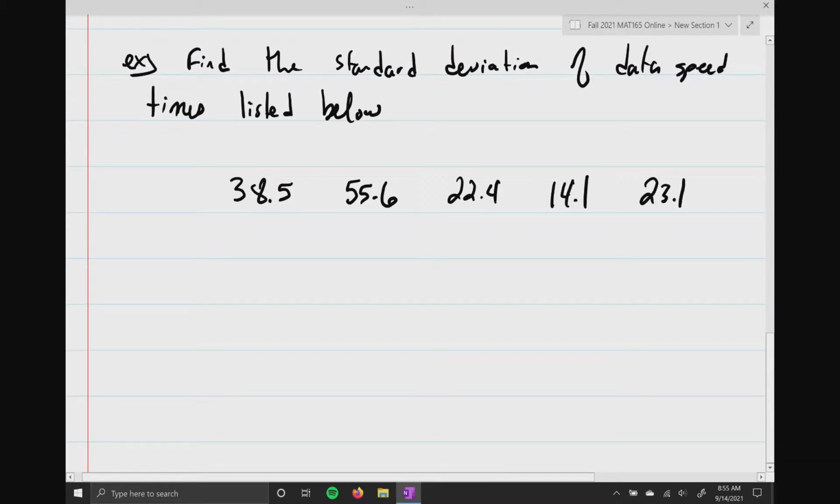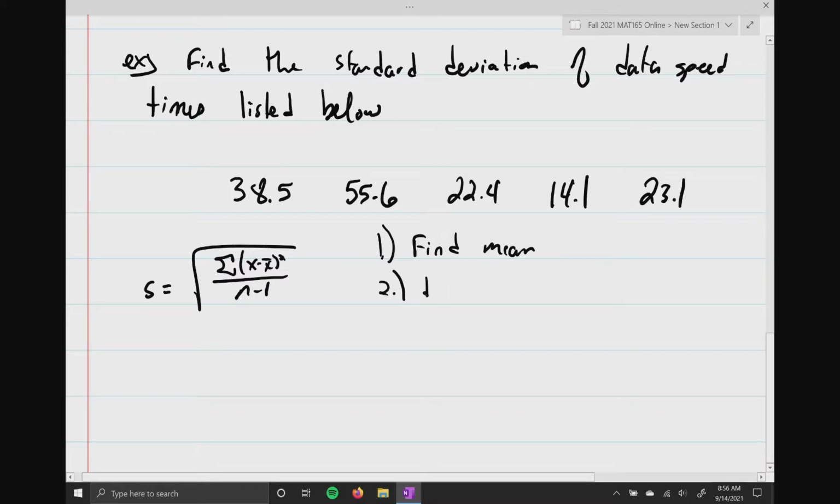Now, like I said, the easiest way to do this is just to create a table and keep everything organized, because when you use the formula, s equals the square root of the summation of (x minus x bar) squared all over n minus 1, you're going to have to find first the mean, and then second, you're going to have to find the distance of every single data point, 38.5, 55.6, and so forth, away from the mean, and square that number.